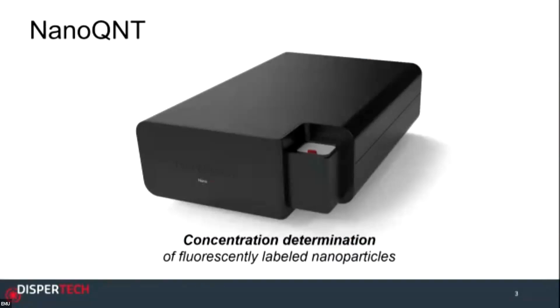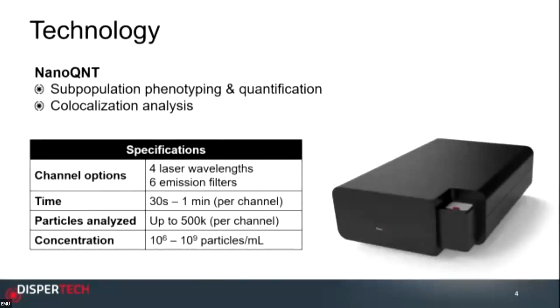So this is the NanoQuant. It helps with the concentration determination of fluorescently labeled nanoparticles. Besides that, it helps with the identification and quantification of subpopulations by the use of colocalization. For every channel that you would like to use to obtain colocalization, you have the option to choose between 4 laser light colors and 6 filters, soon 12.